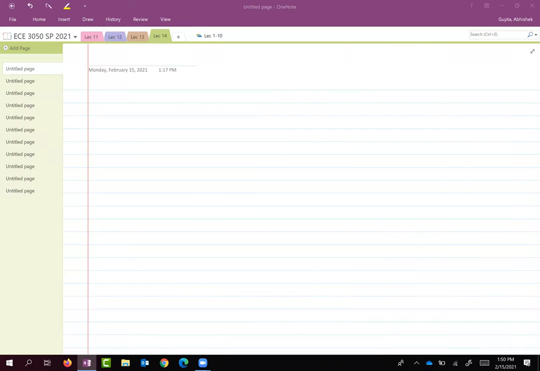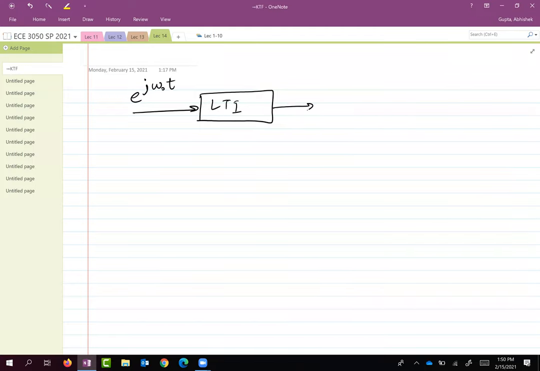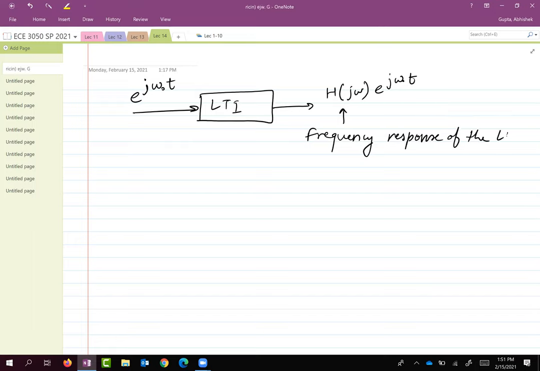So in the previous week, we were talking about Fourier series, and the last week ended with a note about what happens when a periodic signal goes through an LTI system. I have a periodic signal e raised to j omega naught t. I pass it through an LTI system. I get H of j omega e raised to j omega naught t. And I had introduced towards the end of my previous lecture that H of j omega is called the frequency response of the LTI system.